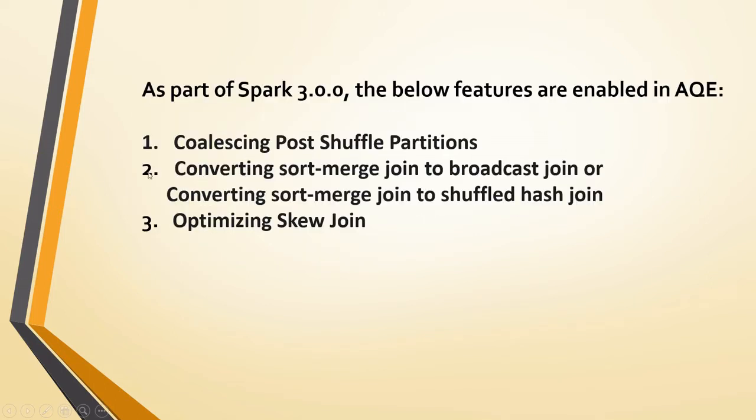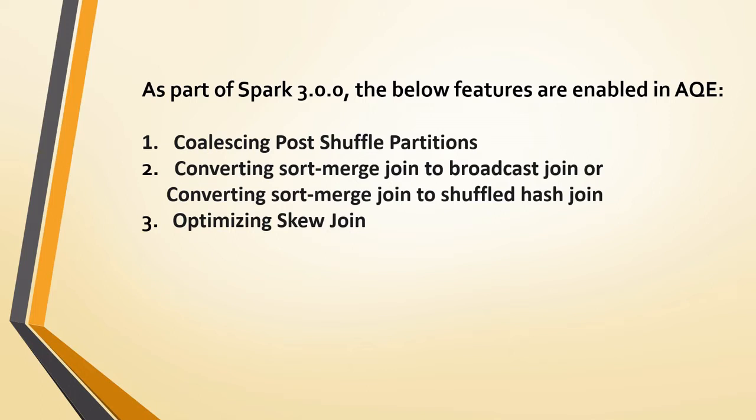Next, the second one is converting sort merge join to broadcast join. For example, by default the physical plan gives a sort merge join, but based on the runtime statistics, one small table may be identified. At that time, the AQE feature will automatically convert the join from sort merge join to broadcast join.